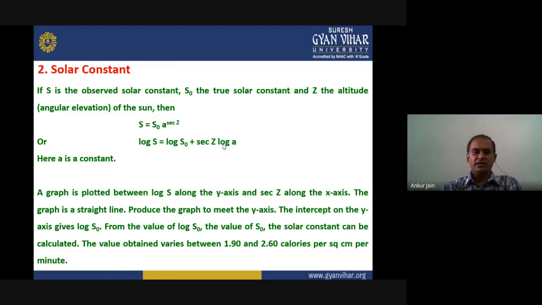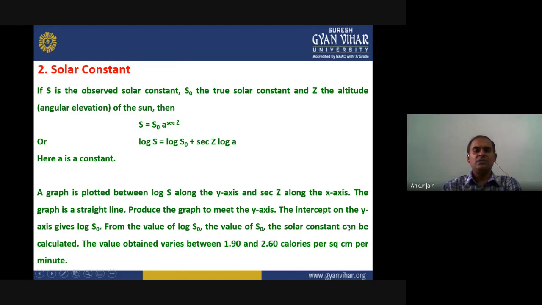Now we can plot a graph between log S on the y-axis and sec Z on the x-axis. Now this will become a very simple equation of a straight line, y equals m into x plus c. So this is just a straight line. We can extend the graph to meet the y-axis. Where it meets the y-axis gives the value of intercept c. If we put x equals 0, then y equals c. That will give you the intercept when the value of x is 0.